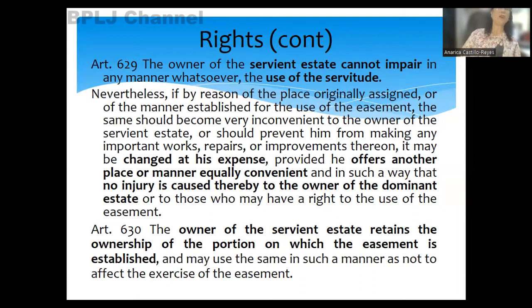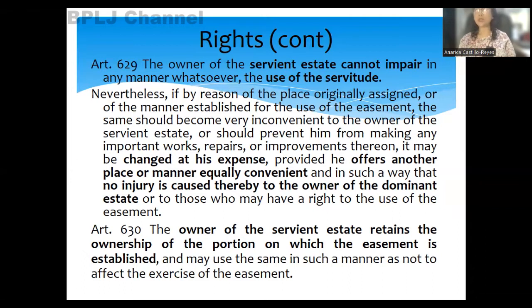So the owner of the servient estate retains the option to change the place of the easement, but not to refuse the use of the easement. Okay, he can change the place of the easement provided he does so at his expense and he offers another way which will not cause injury or inconvenience to the owner of the dominant estate.